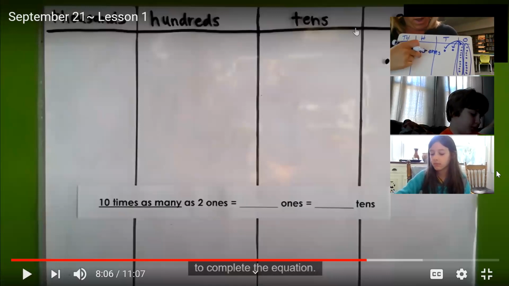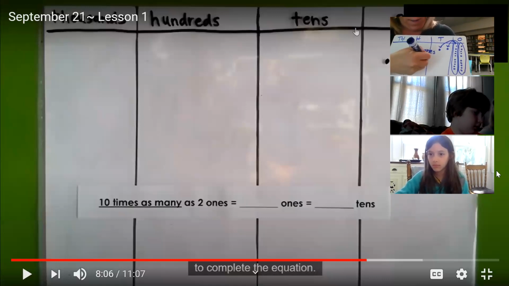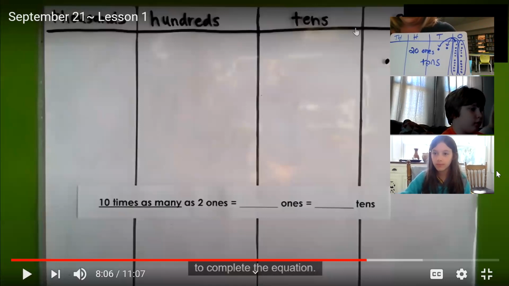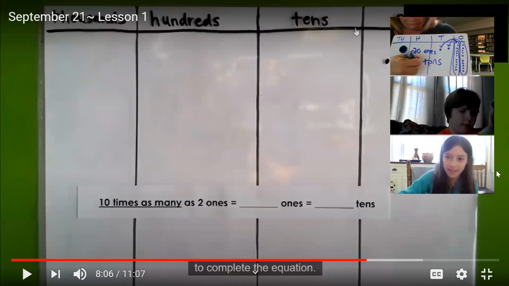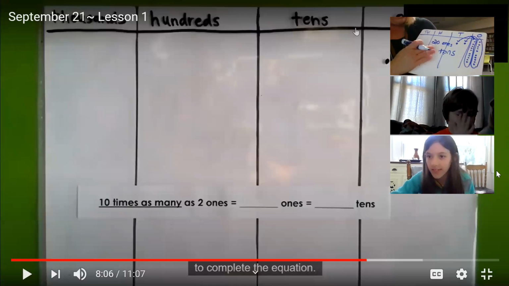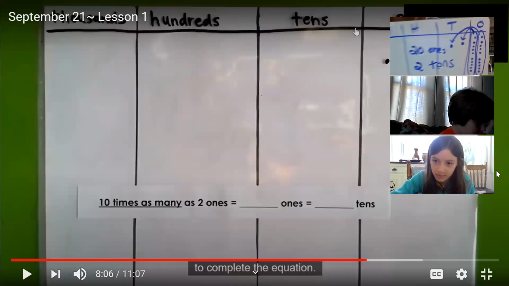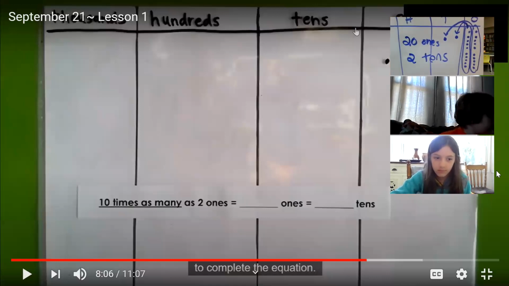So, Sarah, 21s equals how many tens? Yep. Trying to write upside down. That's 10. 2. There you go. So 21s equals 2 tens.